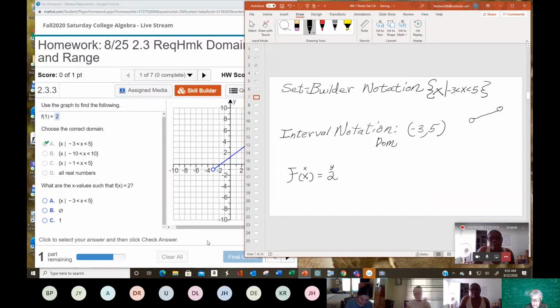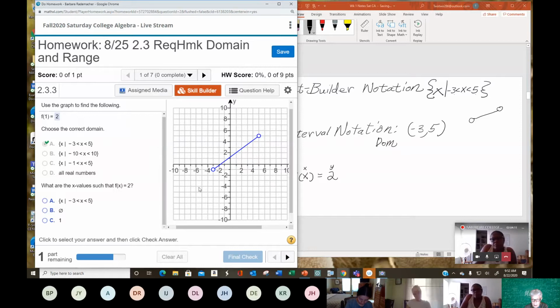Well, we've actually already answered the other side of that. Here's 2 on the Y-axis. I go over to the graph. When I hit the graph, I head down toward the X-axis, and I hit the number 1. So Y is 2 when X equals 1. And so our answer is just going to be, hey, it's the number 1. What X values are such that f of X, f of 1, equals 2? So I hit 1.